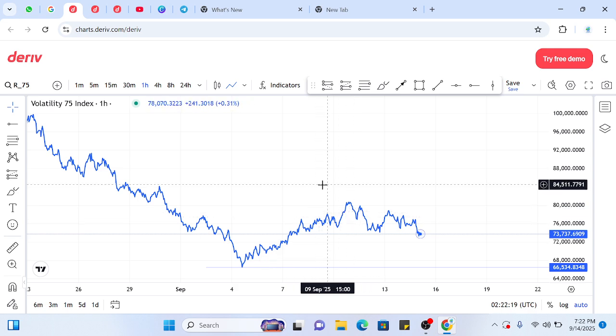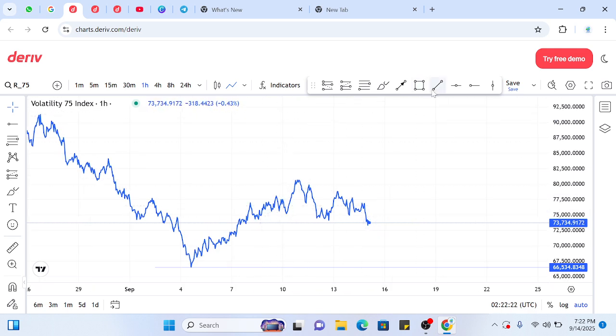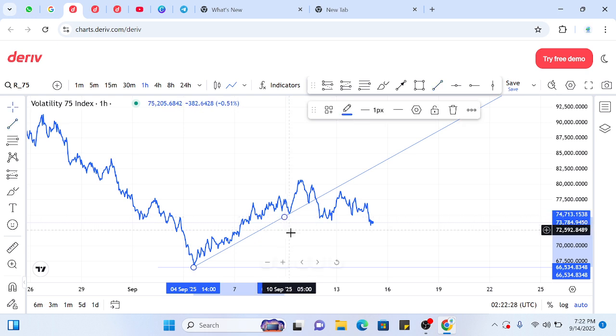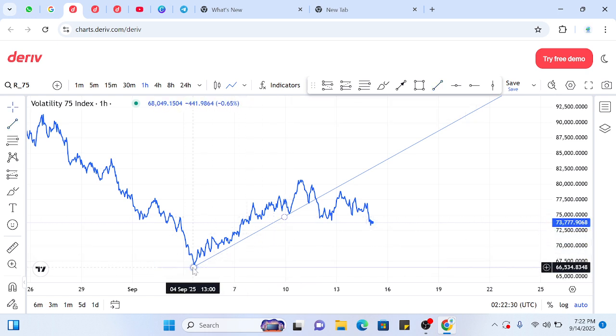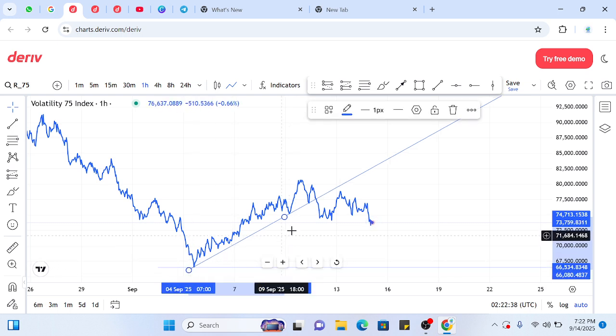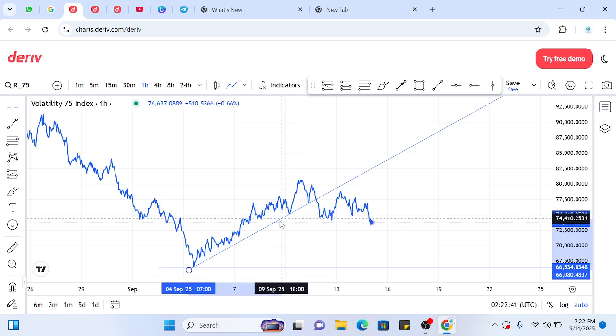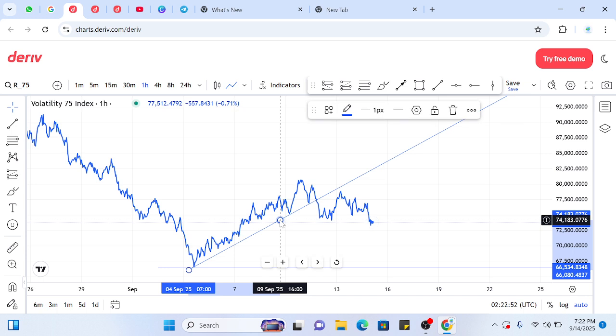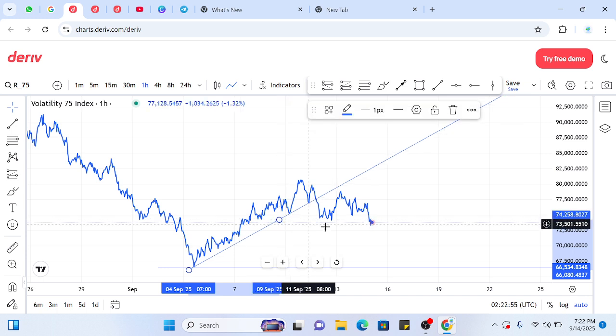On the 1 hour time frame, what we can easily see is price reacting from this point down to this point. We have a clear trend line break here, which I think is a good one. I'm trying to connect it well. You can see this is a good trend line break.